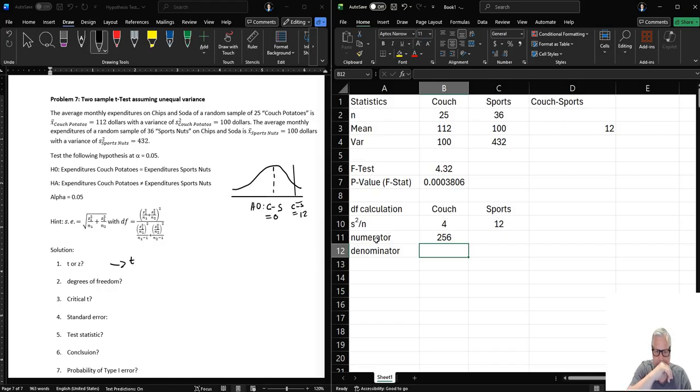So for the denominator we have to first square again the s squared over n value, then divide that by the degrees of freedom, which is 24, 25 minus 1, and then plus the s squared over n squared again divided by the degrees of freedom of the sports nuts, which is 35.